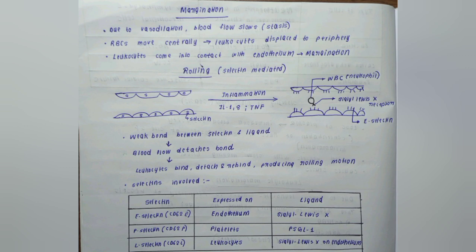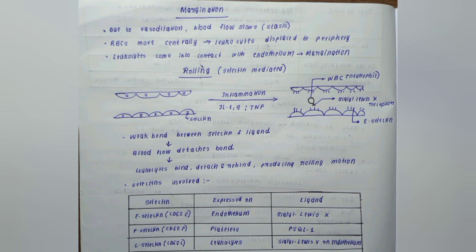Now the blood flow detaches it. It pushes it, so it detaches the bond. Then it binds to the next selectin molecule. Again, the blood flow makes it detach, and again it binds to the next. So it is a kind of rolling process. I hope you can imagine. That's why we call this process rolling.